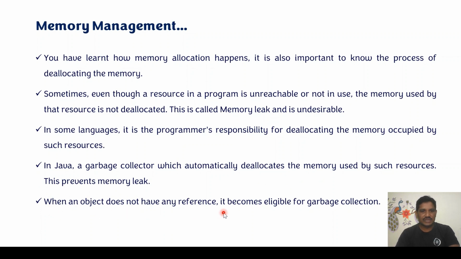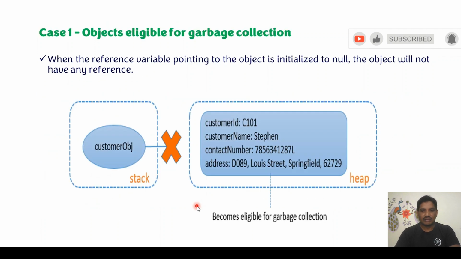When an object does not have any reference, it becomes eligible for garbage collection. We will see case 1, when an object is eligible for garbage collection. When the reference variable pointing to an object is initialized to null, that object will not have any reference. This is the reference variable, and this is the object. When the reference variable is initialized to null, this object does not have any reference and becomes eligible for garbage collection.